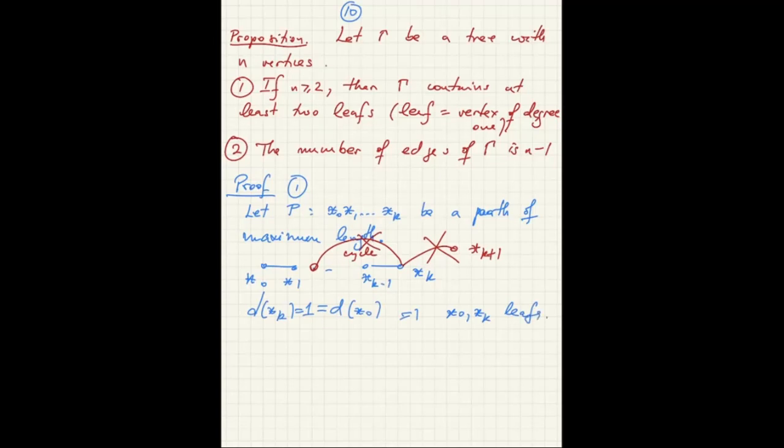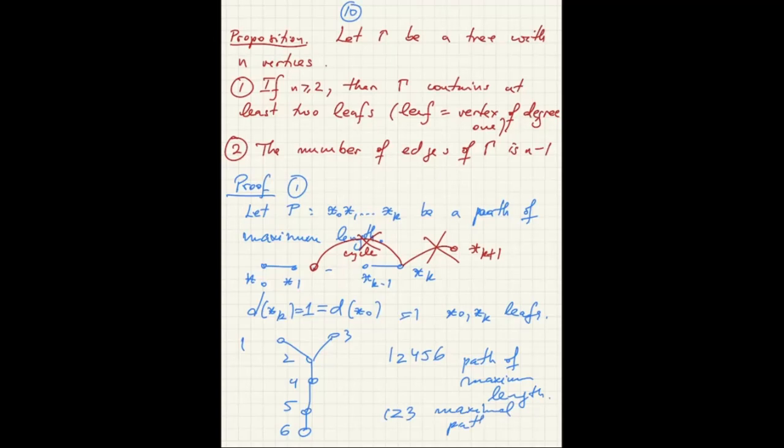Now, like I said, here's an example of a tree. I have here 1, 2, 3, 4, 5, 6. So here, 1, 2, 4, 5, 6 is a path of maximum length that cannot be extended. But 1, 2, 3 is also a maximal path. So 1, 2, 3 is a path that cannot be extended, but it doesn't have maximum length. You can see.